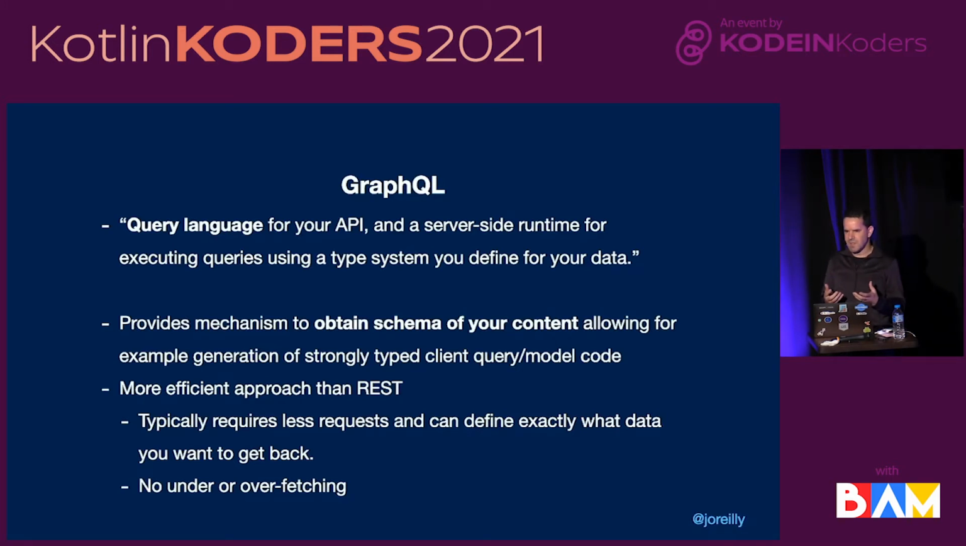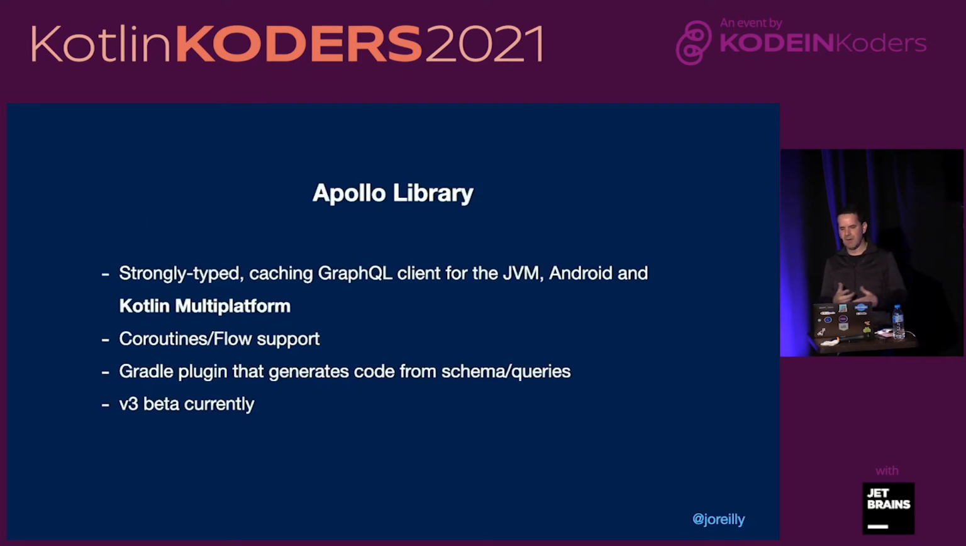It's seen in some ways as an evolution of REST. Some people have described it as REST on steroids, but it typically requires fewer requests, and certainly on a mobile platform, you can imagine the benefits of doing that. It's also sometimes referred to as allowing you to avoid over or under fetching of data, and we'll see a little example of that a bit later. This is the library we're using today: Apollo, a strongly typed caching GraphQL client for the JVM, Android, and Kotlin Multiplatform.